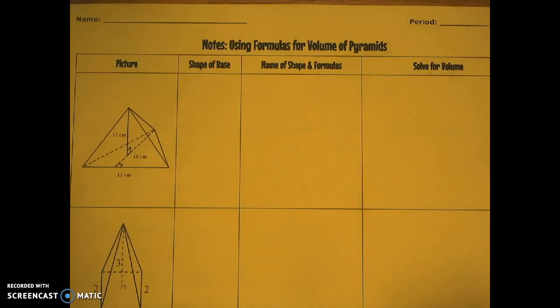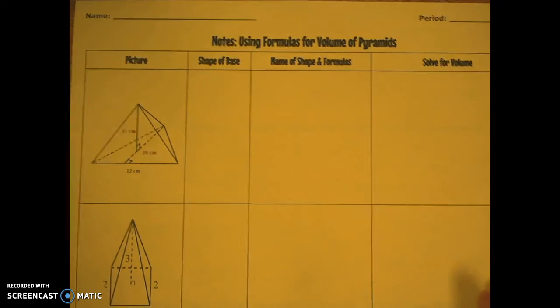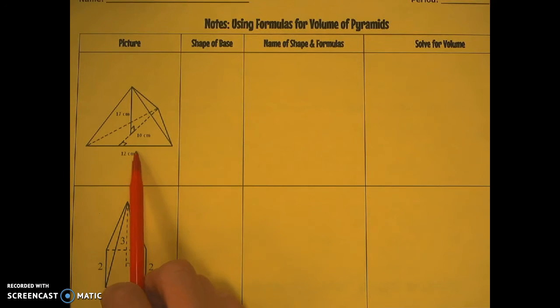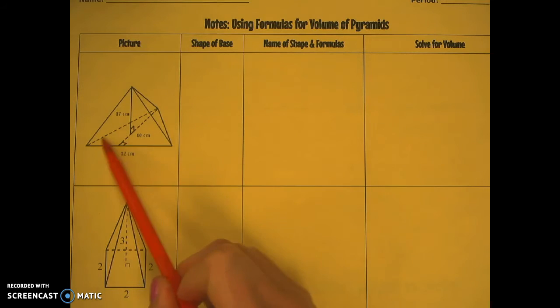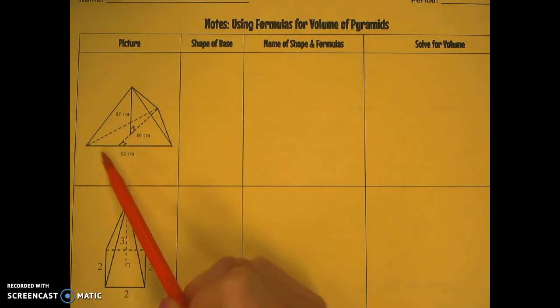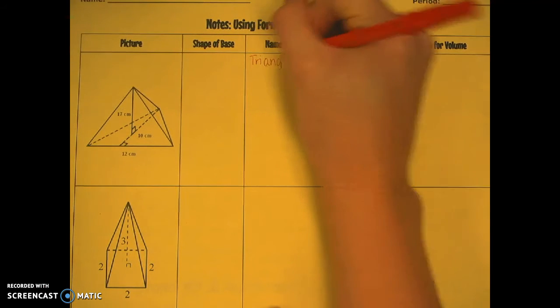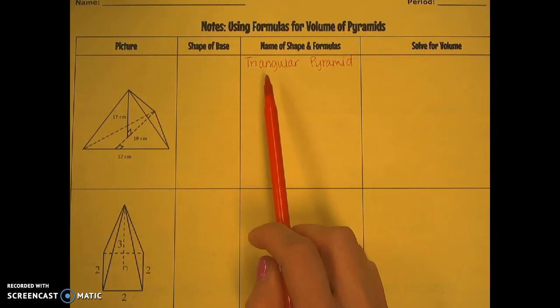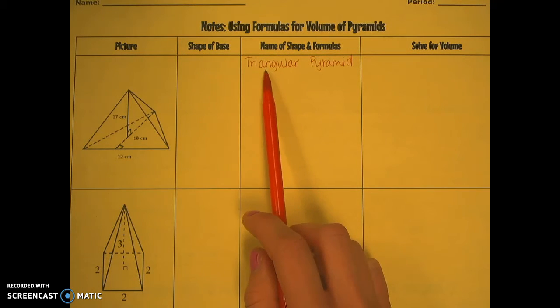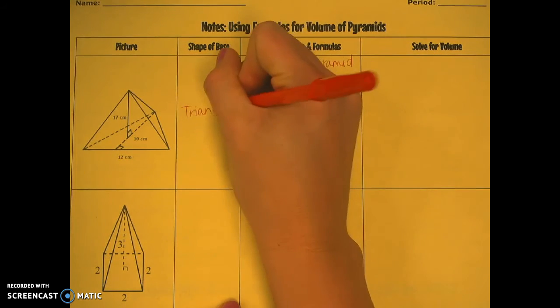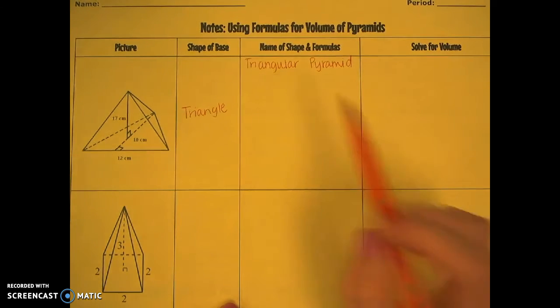So, looking at our first example, first thing we always need to do is look at our shape. So I know that this is a triangular pyramid because all of the sides are triangles and the base is a triangle. So go ahead and write triangular pyramid. Which means, remember, the name tells me the shape of the base. So if it's a triangular pyramid, my base is a triangle. So this helps me set up which formulas I'm going to need to use.